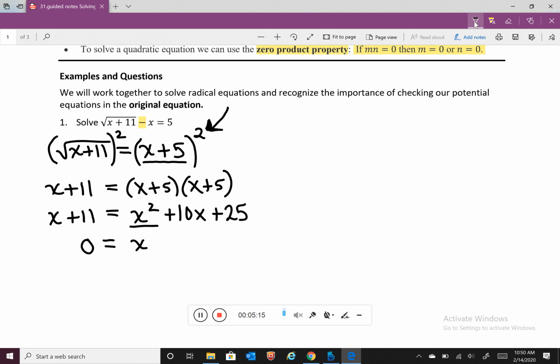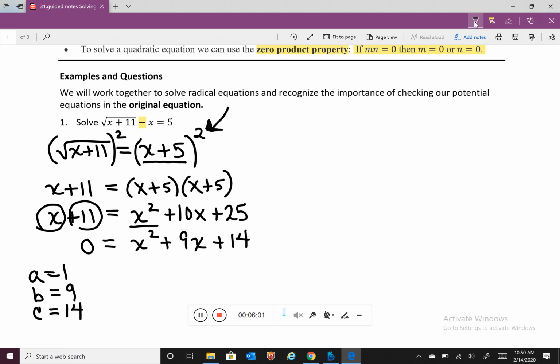So we only have x squared. We leave this alone. We have an x on the left side, so we need to subtract that to combine it with the right-hand side for a total of 9x. And then we have an 11 on the left side, so we need to subtract that to combine it with the 25 for a total of 14. So if we look at what we have for our A, B, and C, notice A, which is the coefficient of our squared term, is 1. B, which is the coefficient of our x term, is 9. And then C, our constant, is 14.